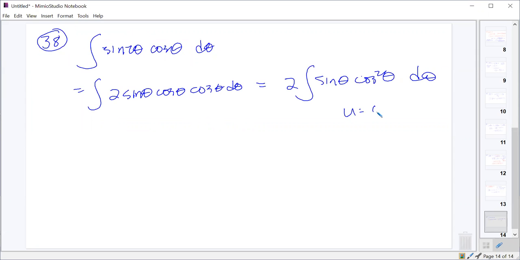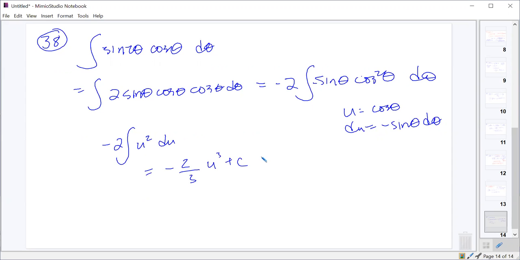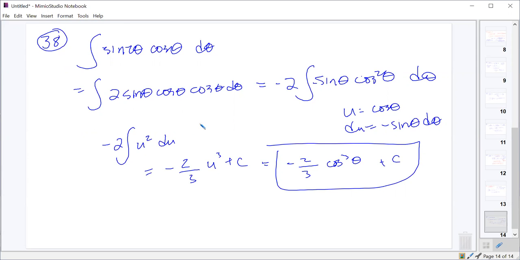And if we let u equal cosine theta, du will be negative sine theta d theta. Put in our negative and our negative. And we've got negative 2 integrals of u squared du, or negative 2/3 u cubed plus c, with u equal to cosine, so negative 2/3 cosine cubed theta plus c, which looks like choice A. I feel like a lot of these are A. Don't read anything into that. Any questions there on 38?